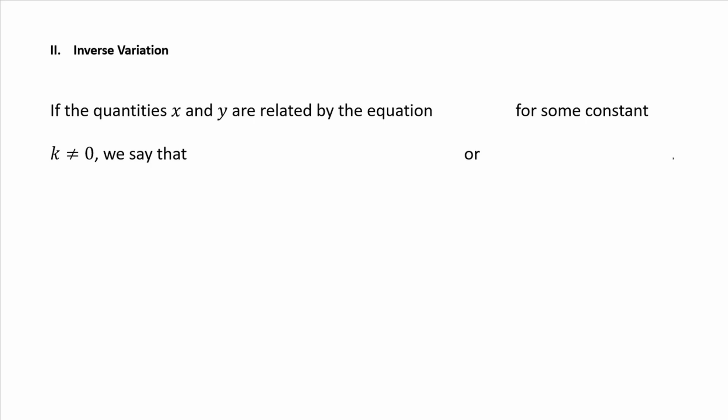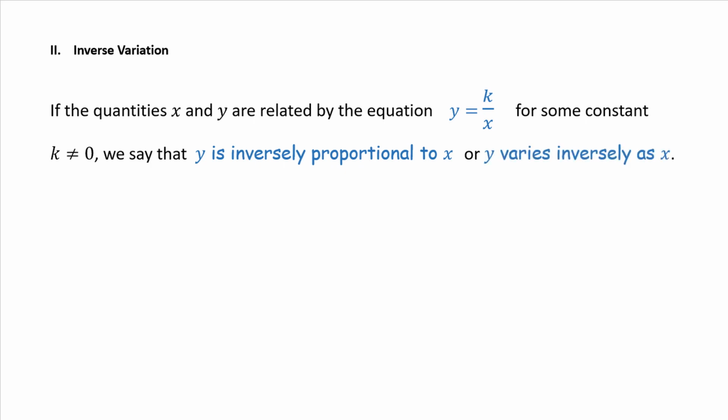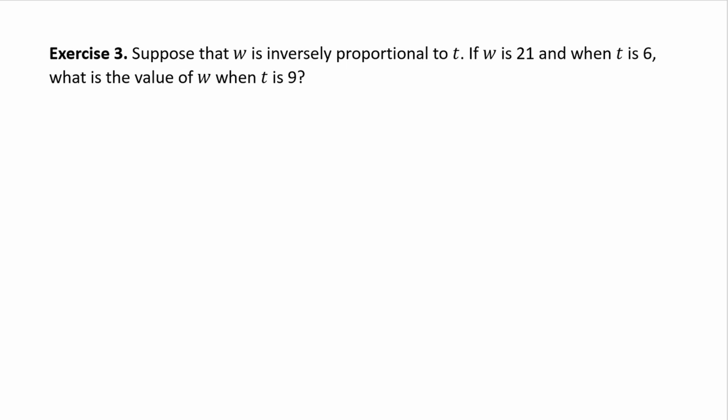Inverse variation. Another function that is frequently used in mathematical modeling is inverse or indirect variation. If the quantities x and y are related by the equation y equals k over x, for some constant k not equal to 0, we say that y is inversely proportional to x, or y varies inversely as x. Suppose that w is inversely proportional to t. If w is 21 when t is 6, what is the value of w when t is 9?